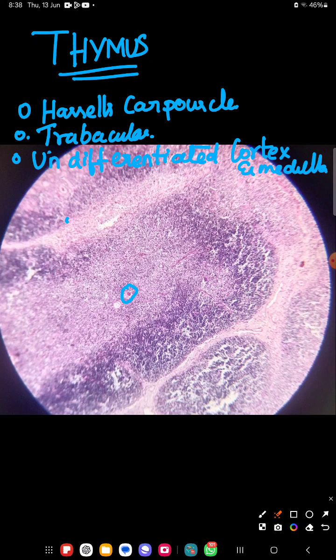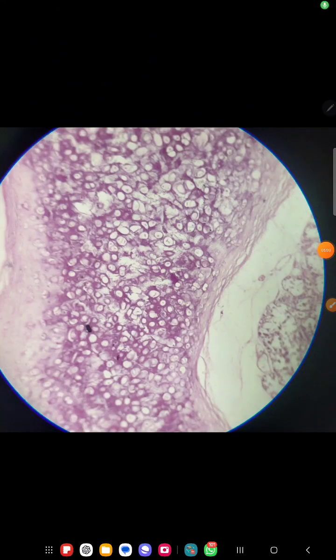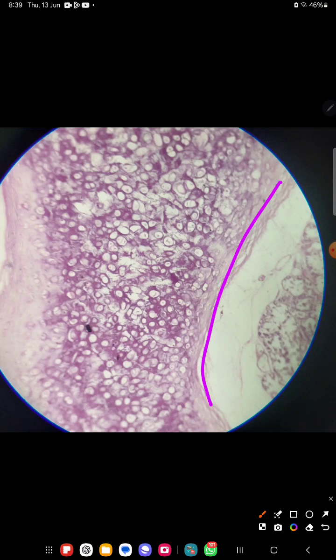What mistake did I make in this slide? I examined this and it looks like hyaline cartilage, so I wrote hyaline cartilage. But this is elastic cartilage.